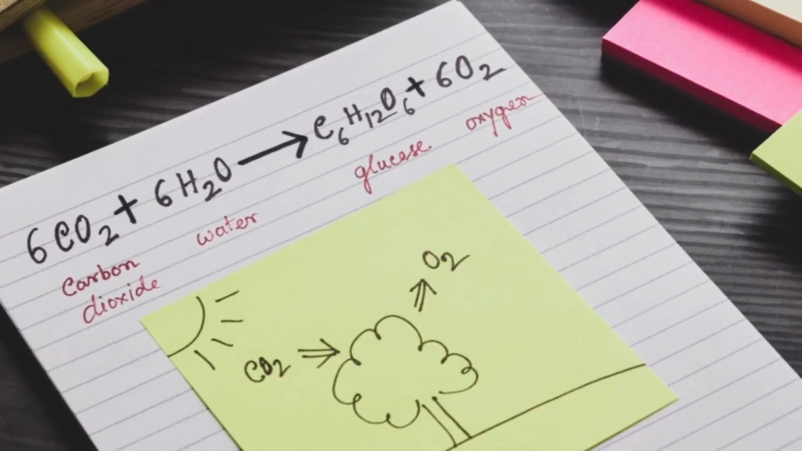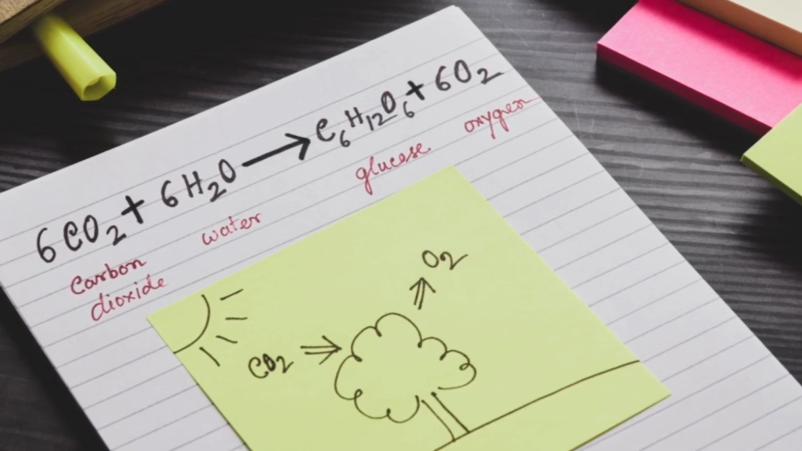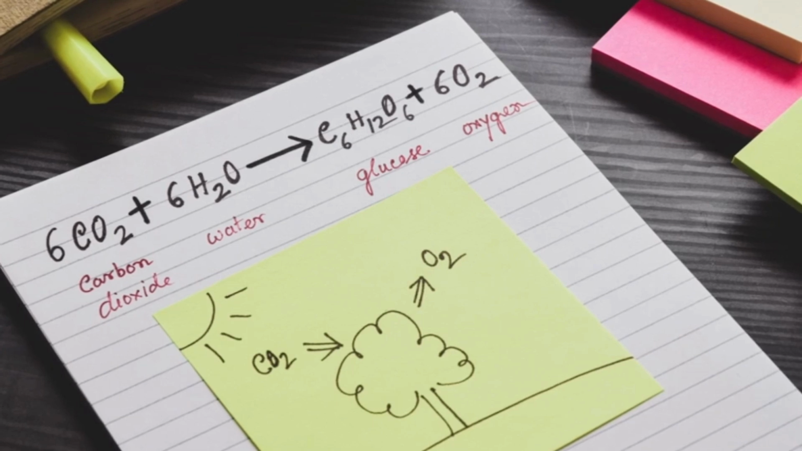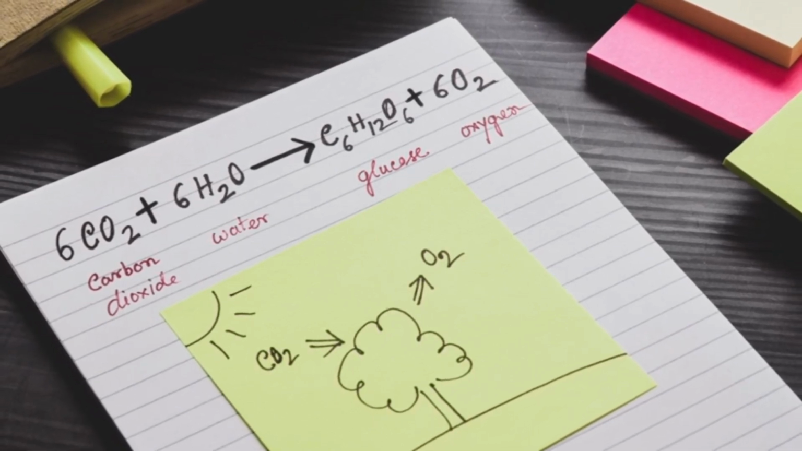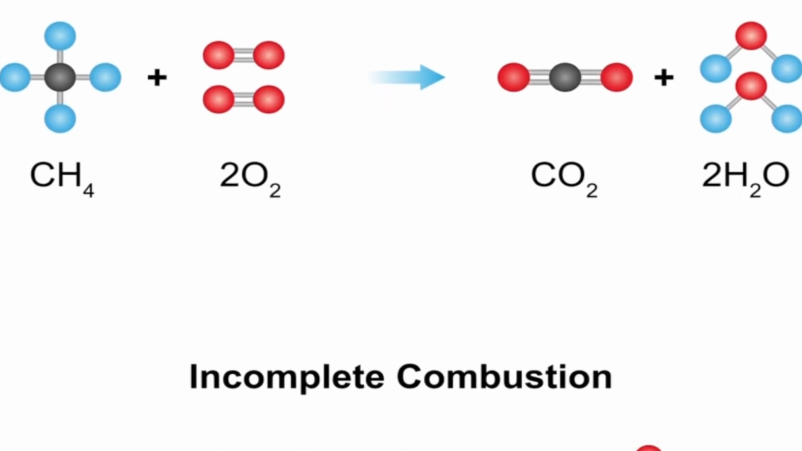So let's have a look at some top tips for balancing equations. Firstly, a chemical element is always written as a single capital letter or a single capital letter followed by a lowercase letter. This allows us to distinguish between different elements.